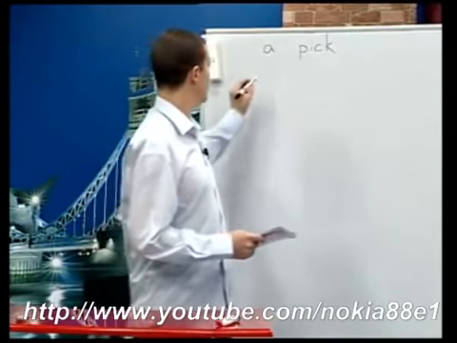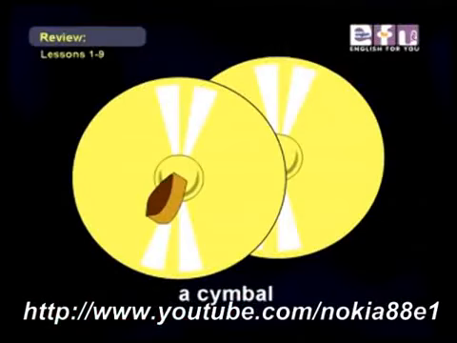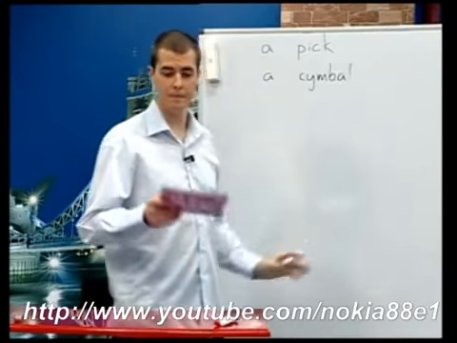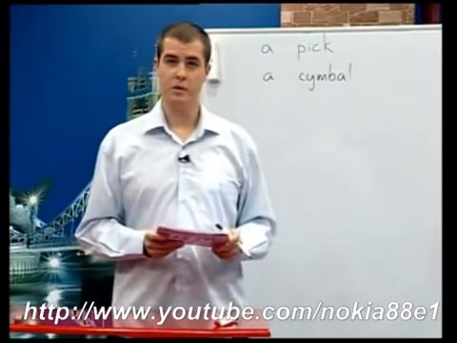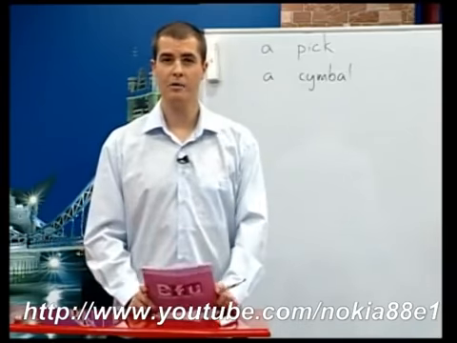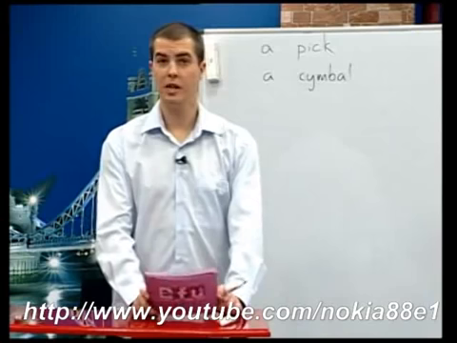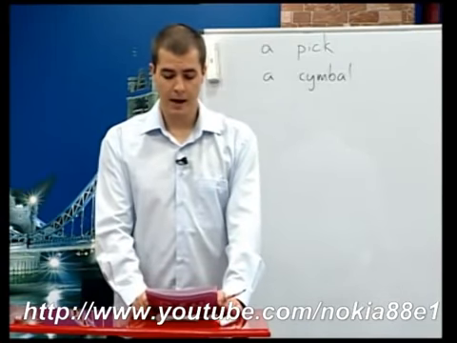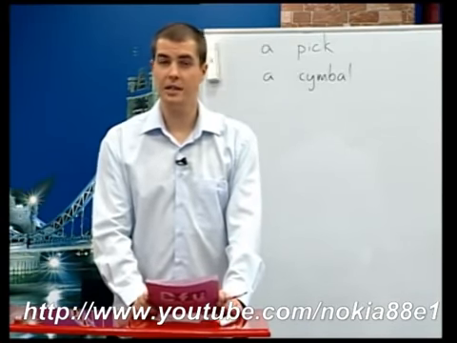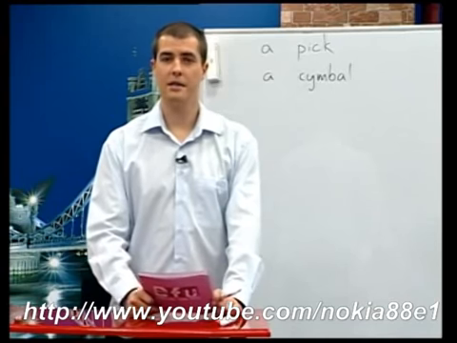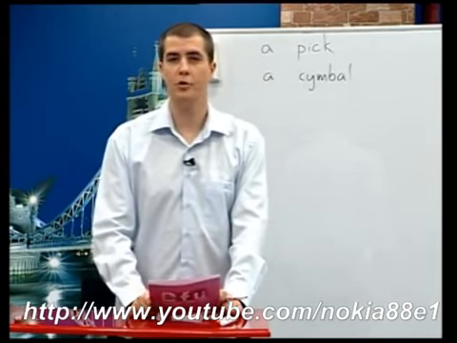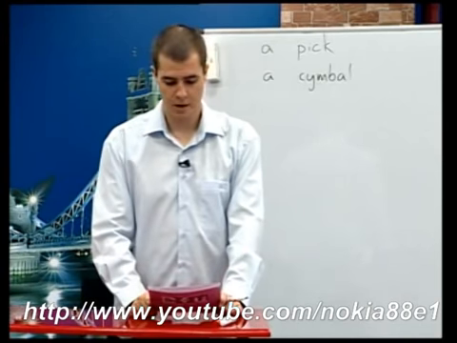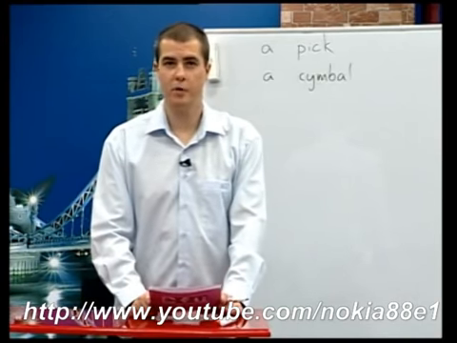And the next word is a cymbal. A cymbal. This is a musical instrument made of a thin, round piece of metal, usually brass, and you play it by hitting it with a stick, or by hitting them together. A drummer will usually have 2 or 3 cymbals. Okay, here are some sentences for you.